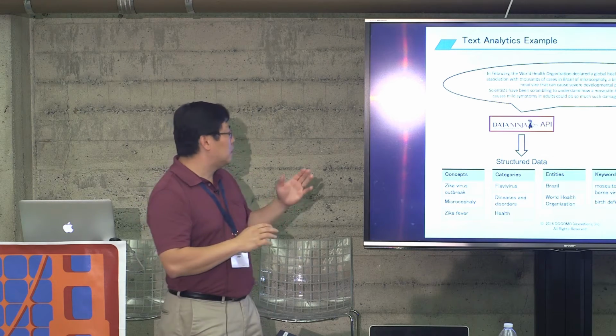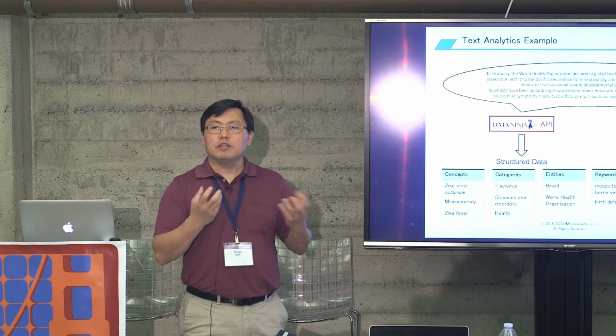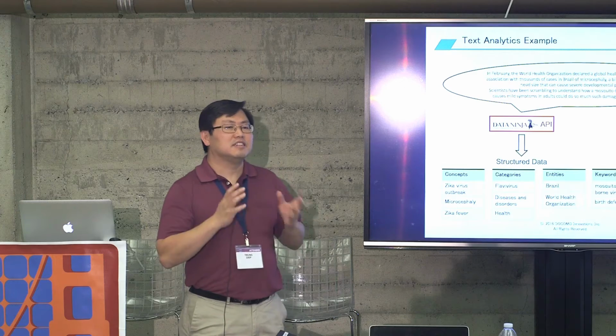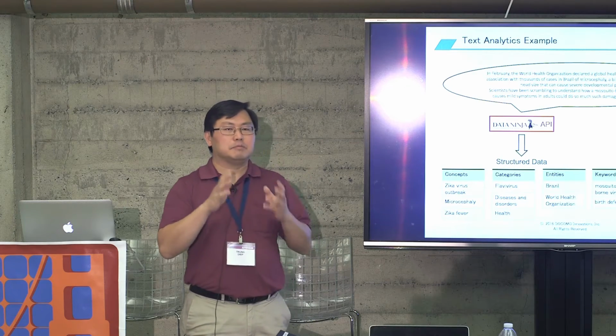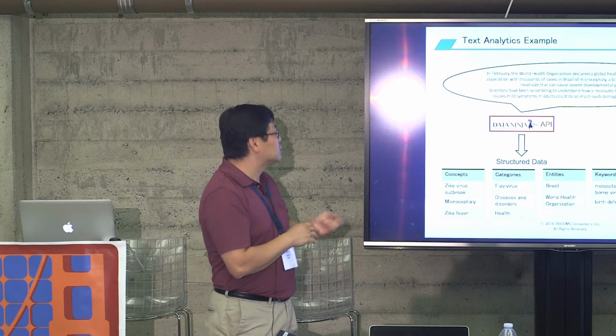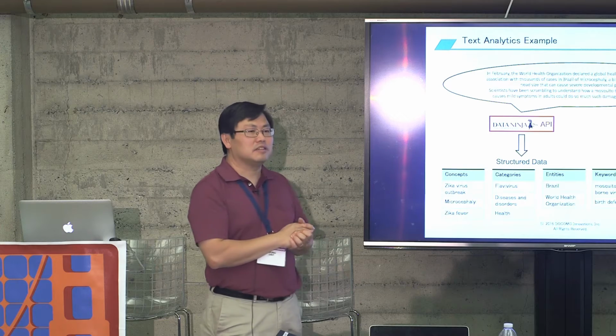Entities are different from concepts in that a concept can be discovered even though it's not mentioned explicitly. For an entity, it has to be mentioned explicitly in the text. But it doesn't have to be spelled in the same way or capitalized in the same way. So here we can identify that Brazil and the World Health Organization are two entities.